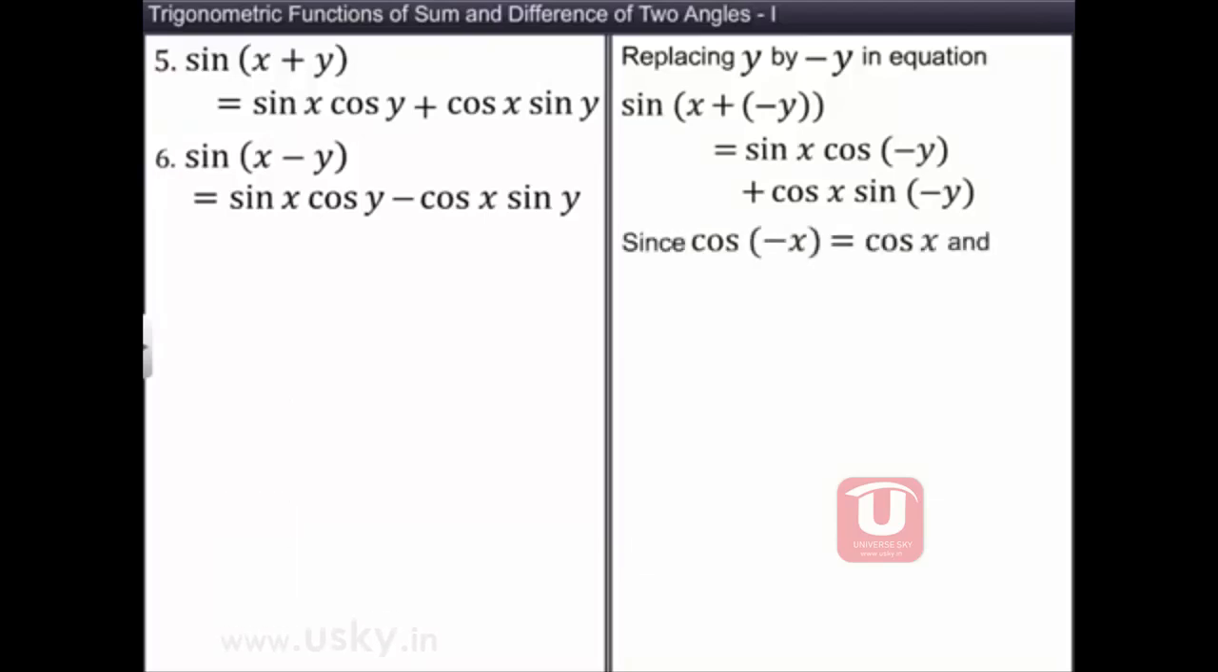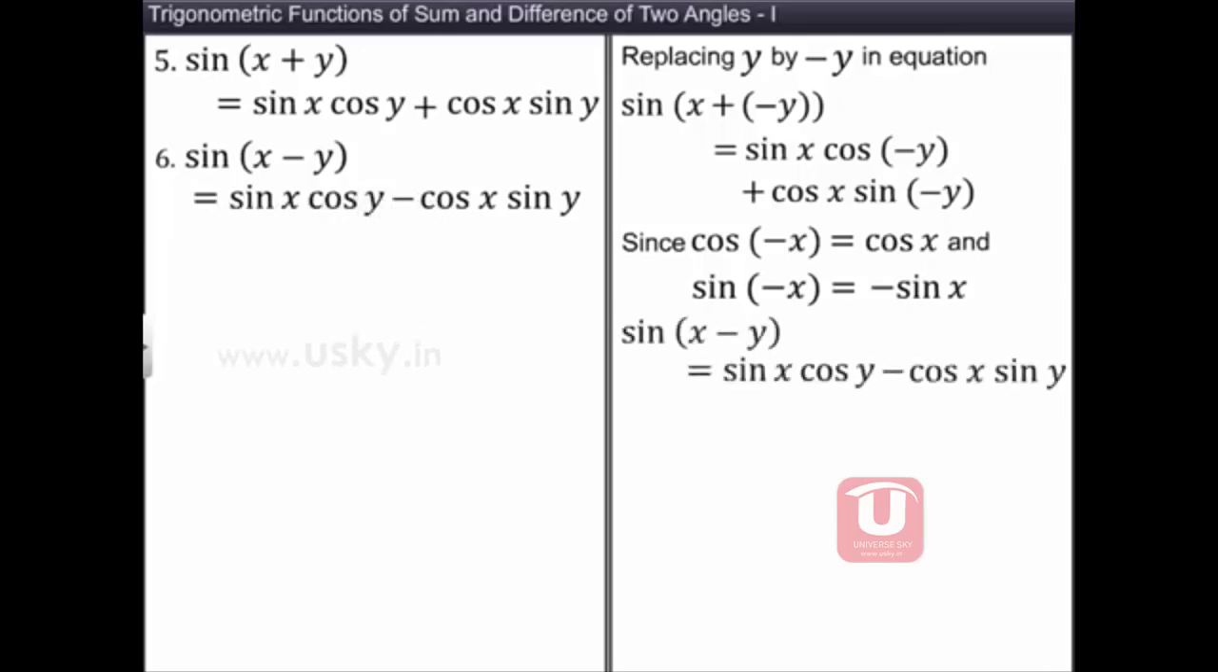As cos of minus x is cos x and sin of minus x is equal to minus sin x, we get sin of x minus y is equal to sin x into cos y minus cos x into sin y.